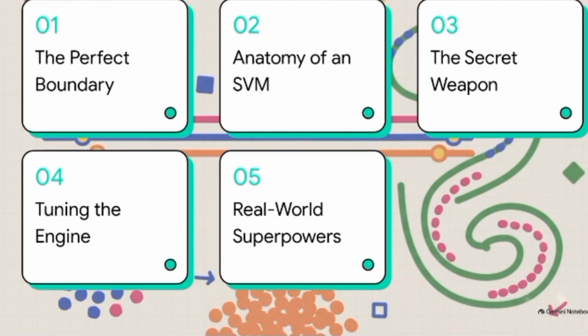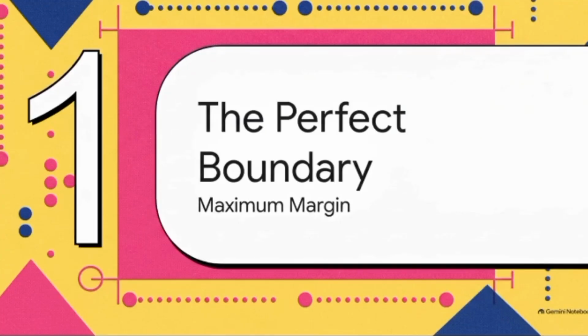Okay, here is our roadmap for today. We'll be looking at the perfect boundary, anatomy of an SVM, the secret weapon, tuning the engine, and finally, real-world superpowers. Now, don't worry if the math sounds intimidating right now. We're going to start with some super simple geometry and then naturally build our way right up to those amazing real-world applications.